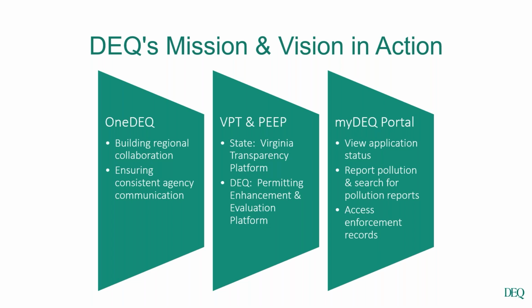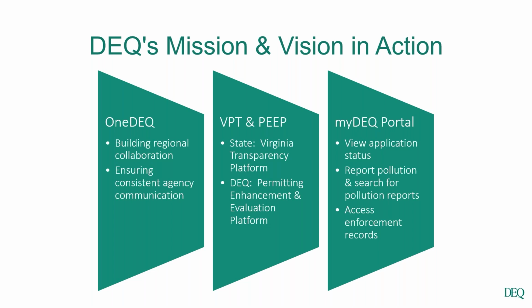DEQ permits and permit applications, as well as those of Virginia Energy and the Virginia Marine Resources Commission, can all be searched and filtered on this state site. DEQ's Permitting Enhancement and Evaluation Platform, otherwise known as PEEP, also brings more transparency to DEQ's permitting process by providing current information about essential steps and permitting schedules needed for approval. Applicants, agents, the public, and DEQ staff can all use PEEP to track and manage permitting and approval processes.